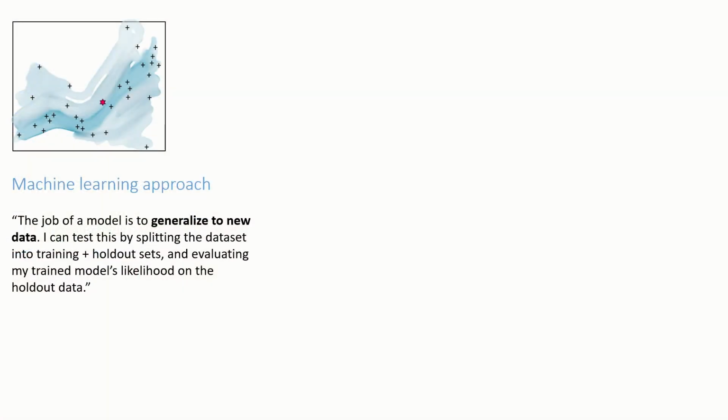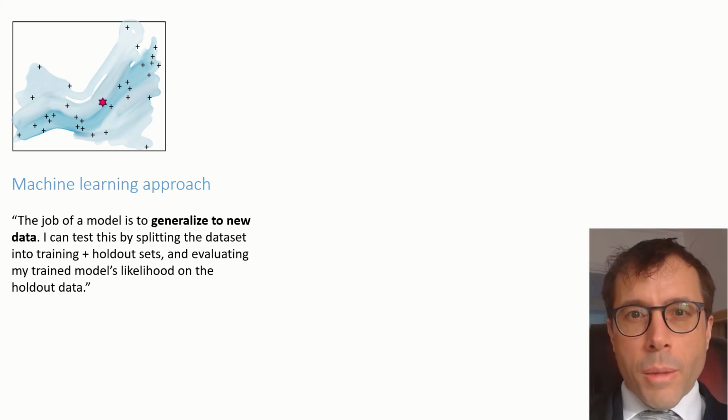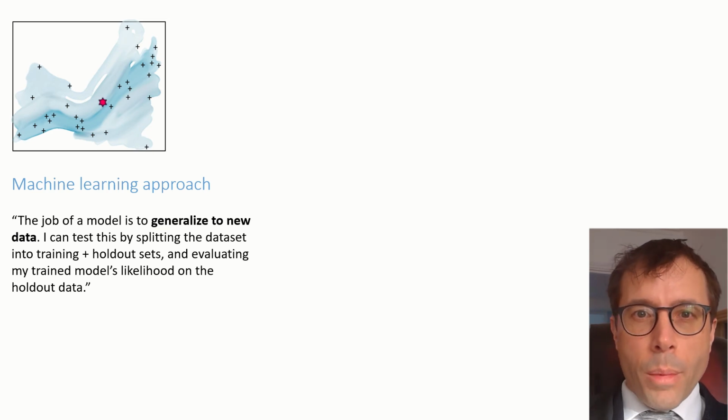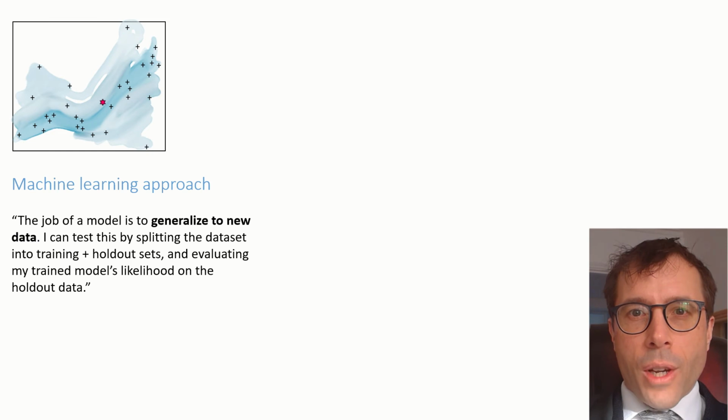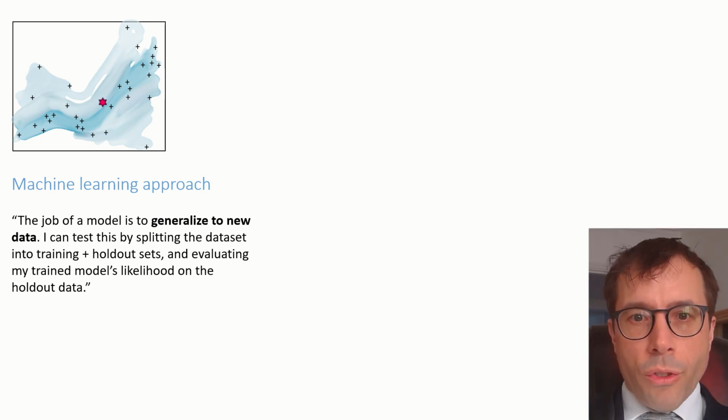This is the machine learning mindset. The machine learning idea is that the job of a model is to generalize to new data, and we can make sense of that both for supervised and unsupervised learning, as long as we think probabilistically. It's easy to test how well our model generalizes using holdout sets and measuring our model's log likelihood on those holdout data points. Typically, a machine learning person might shuffle their data and take 20% at random to be the holdout data set. Chomsky would say that this is deeply misguided.